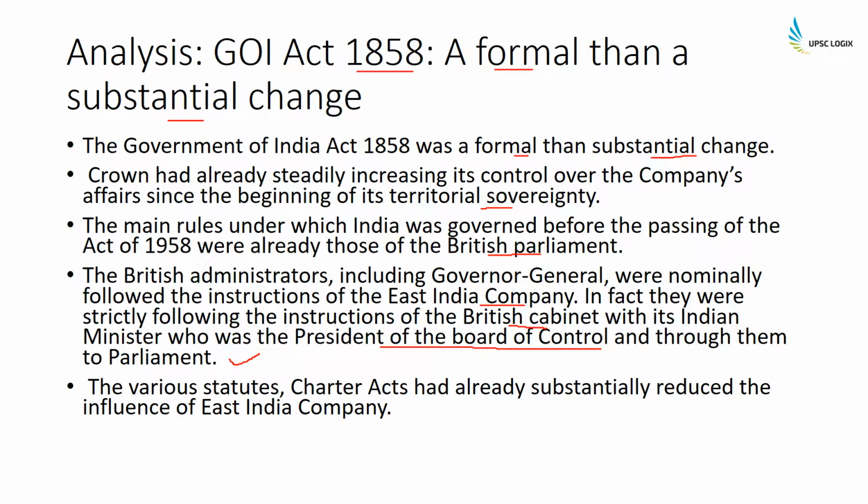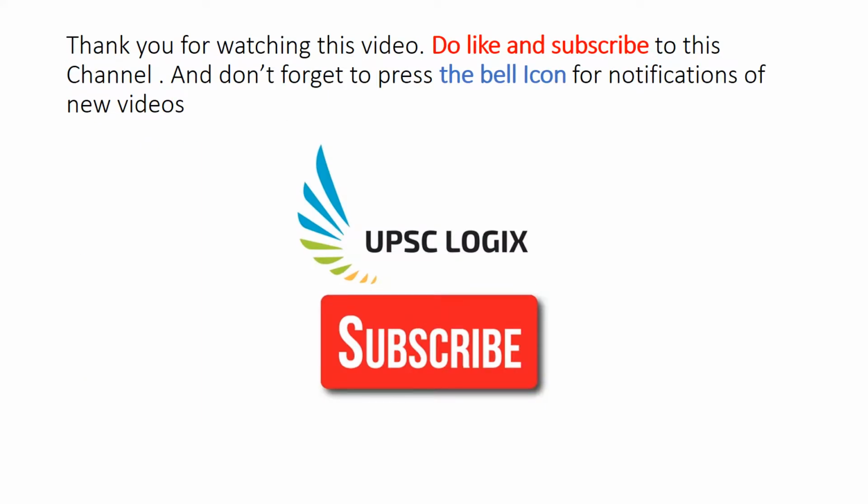So as we have seen, Lord Stanley became the first Secretary of State for India, and he was also the President of the Board of Control besides being a Cabinet Minister. And the various statutes, charter acts, etc. had already substantially reduced the influence of the East India Company. So guys, this was something about the Government of India Act 1858, and the major substantial change was the changeover to the British Crown instead of the East India Company.